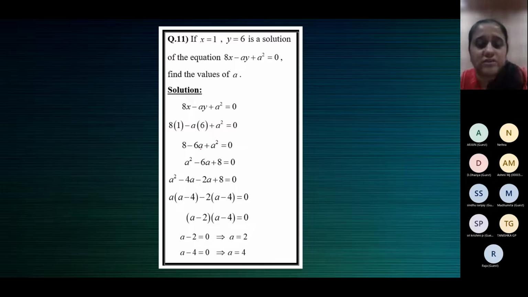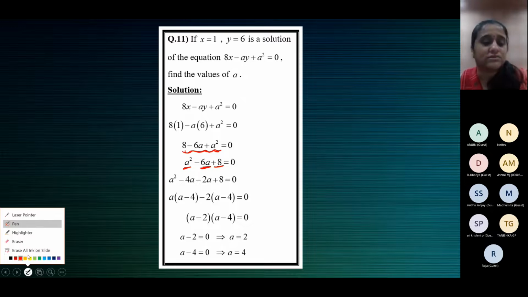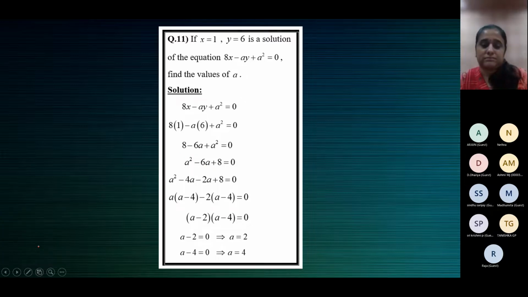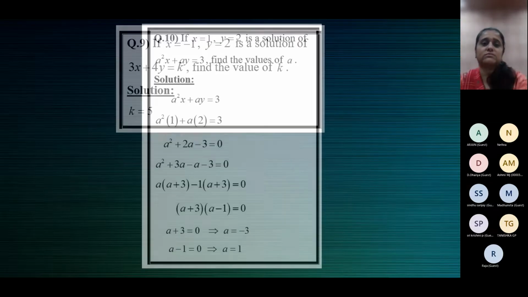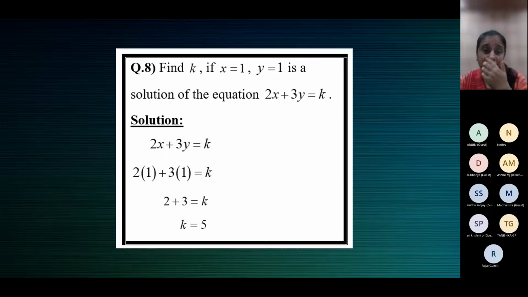What is important is that you get a quadratic equation, but the terms are not arranged in the correct order. Don't make a mistake when the terms are not arranged in the correct order, because the sum and product you might go wrong. So please arrange it: first write the a square term, then the a term, and then the constant. Then identify the sum and the product. Same thing here, children. Quadratic equation, split the middle term and find the values of a.